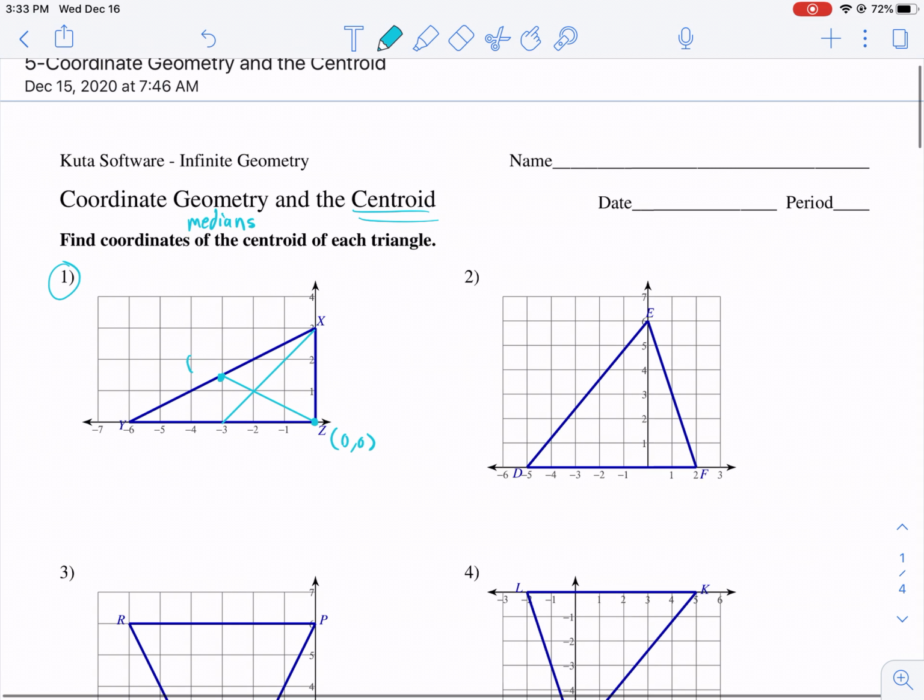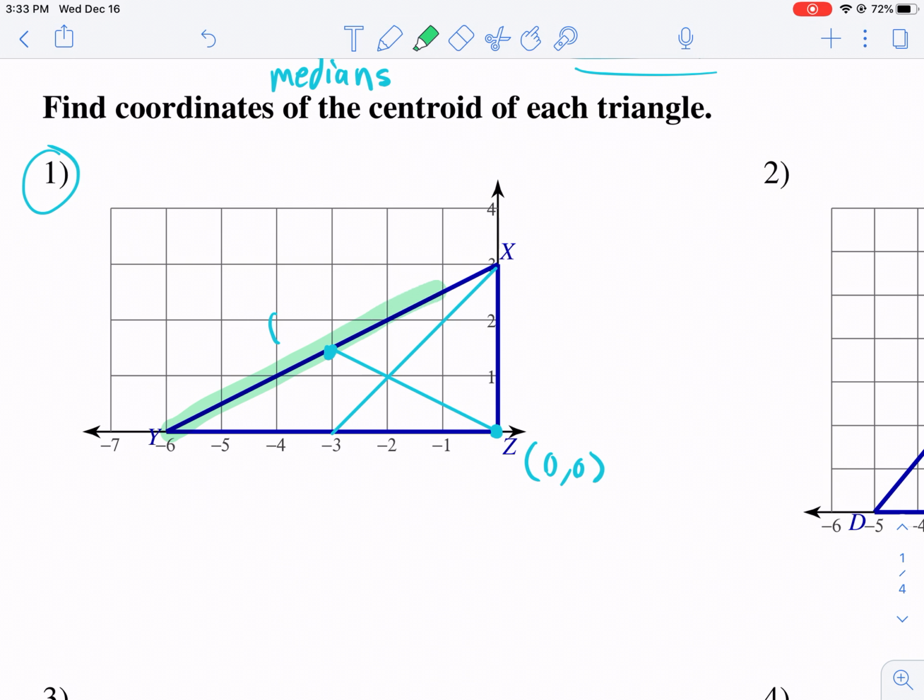So let me change my color here. Okay, I changed my color, and I know I need to find that midpoint of this side. I'll need to find that midpoint because a median is a line that connects the vertex to the midpoint of the opposite side. And go ahead and check out my notes on 5.4 if you want to hear more about the midpoint.